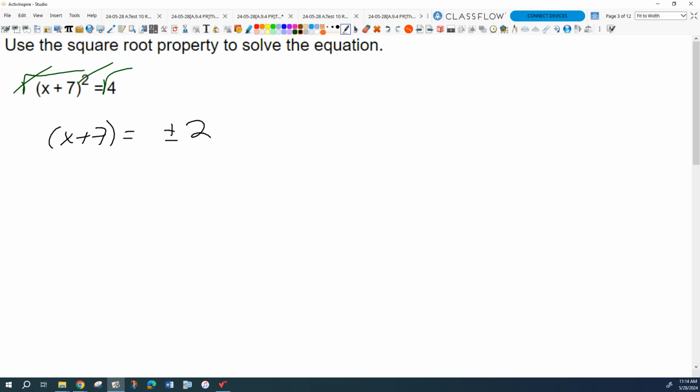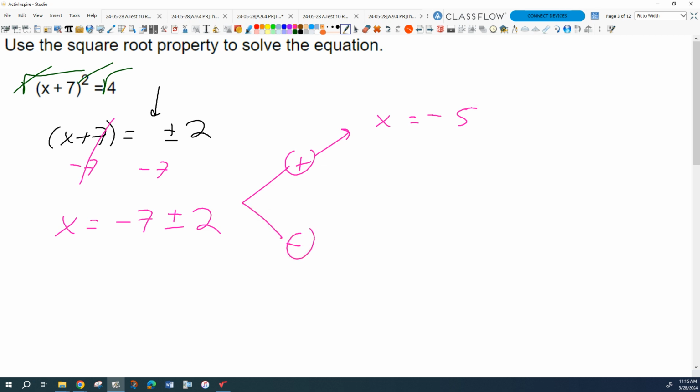Last step, subtract 7. Now, where do I put it in front of? Good, in front of the plus or minus. So we subtract 7, and we get x equals negative 7 plus or minus 2. Now, we don't want to leave it like that because I can simplify those answers. If I take the plus sign, I get negative 5. Negative 7 plus 2 is negative 5. If I take the minus sign, negative 9. Those are my two solutions. Okay?